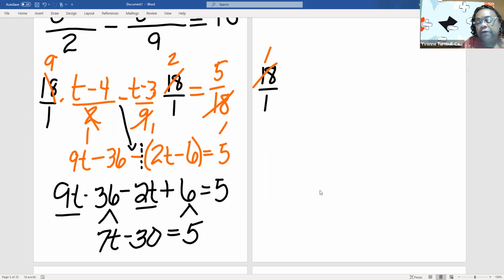So now we have 7t minus 30 equals 5. We have to solve for t. I have a 2-step equation. I see 2 operations. That tells me I'm going to take 2 steps to solve it. I'm going to do the opposite of minus 30. So I'm going to add 30 to both sides of my equation.